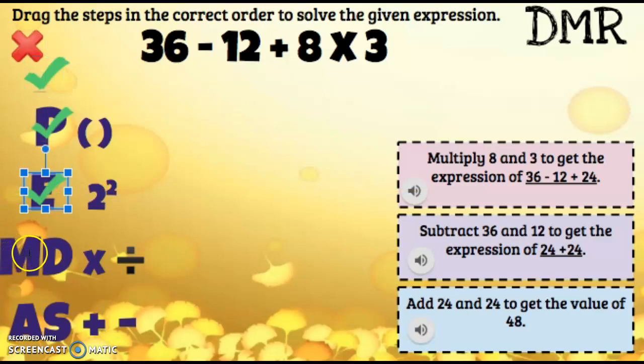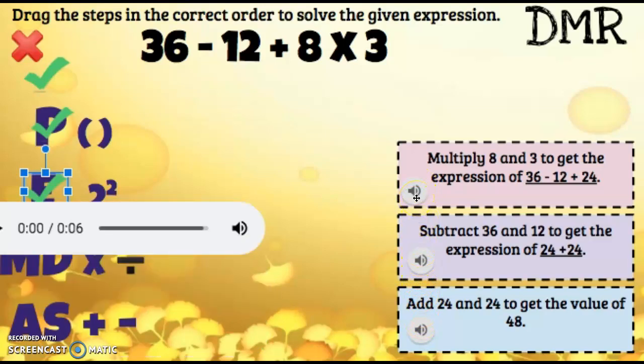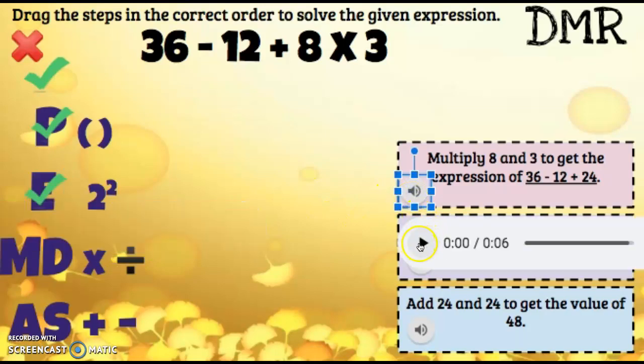So now I'm looking for MD, which stands for multiplication and division. Well, looking up here, I see a subtraction sign, an addition sign, and a multiplication sign. So that must mean that I'm multiplying. Okay, so if I'm struggling with determining which numbers I need to multiply, I'm going to click on these speakers to see which one tells me I need to multiply an operation here. So I'm going to click my speaker, see which one tells me to multiply. Multiply 8 and 3 to get the expression of 36 minus 12 plus 24.